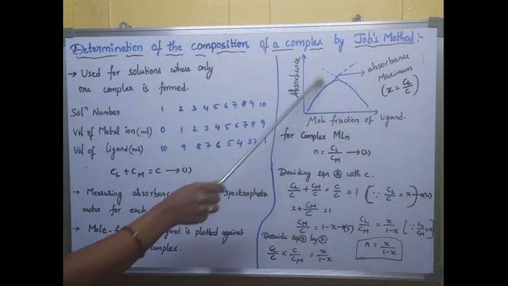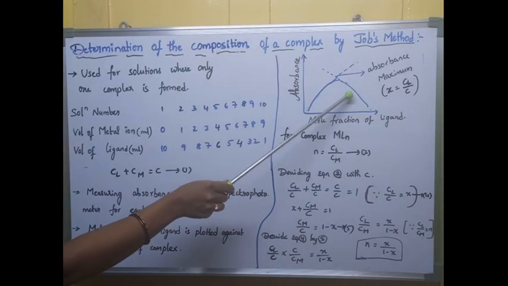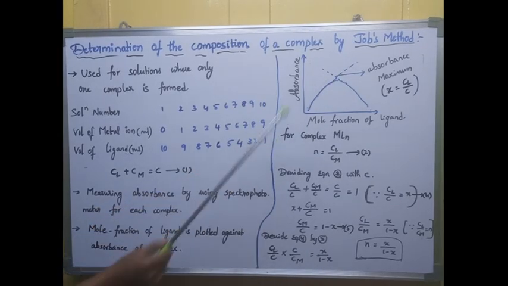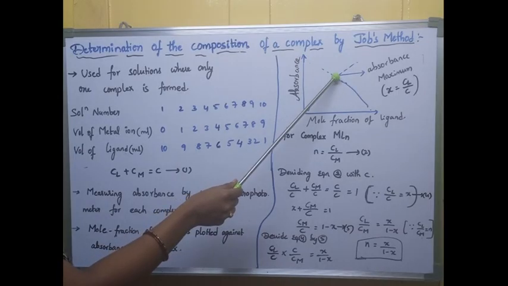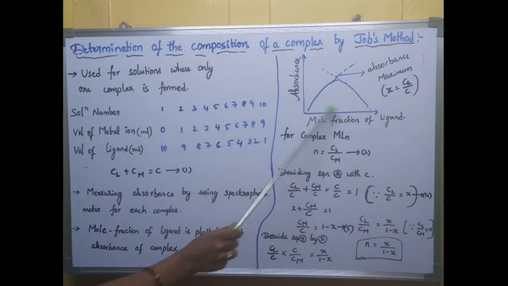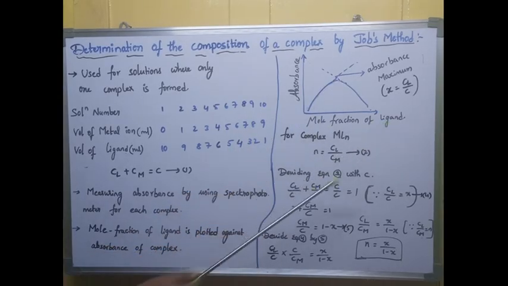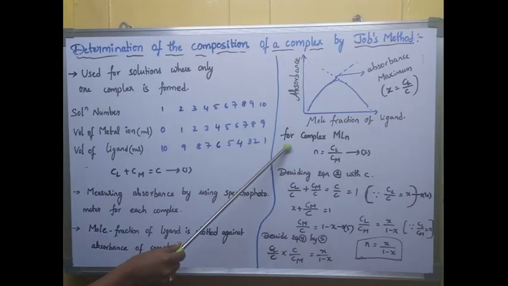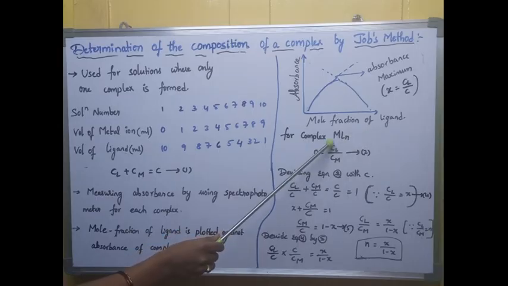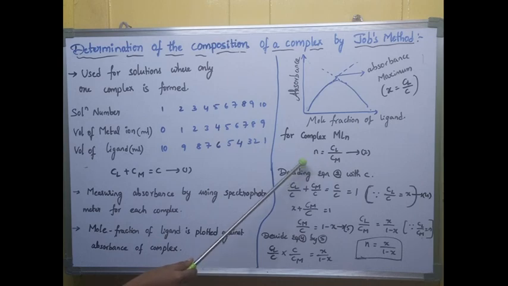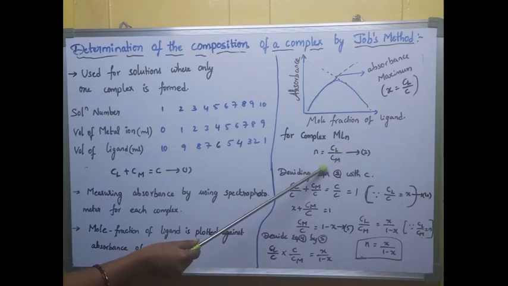When I draw this curve, I'll get a parabola, and if I extrapolate the legs of this parabola, I'll get a point where the absorbance becomes a maximum. At this absorbance maximum, we can also get the mole fraction maximum. So from this graph, we can find out the mole fraction of the ligand. Now we'll apply this to the complex M m L n, where M is present m times and the ligand is present n times. So the n value can also be calculated from the concentration of ligand to the concentration of the metal. I'm indicating this equation as 2.